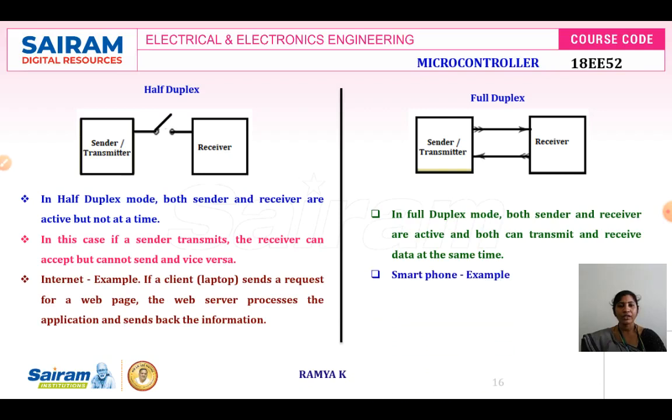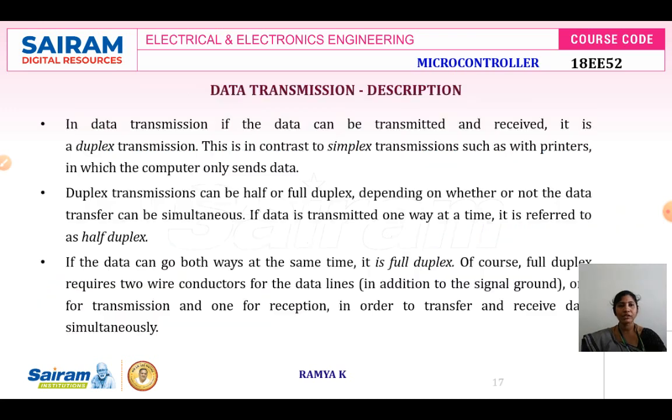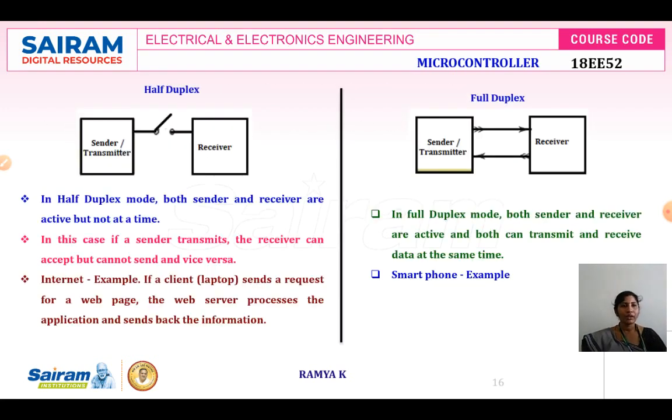You can take a smartphone as an example for this kind of full duplex communication. If the data can go in both ways, then it is called your full duplex. But in full duplex, one thing is that the number of transmitting channels required is 2.